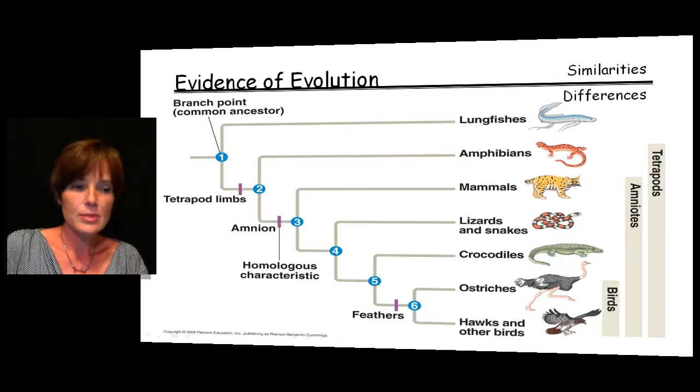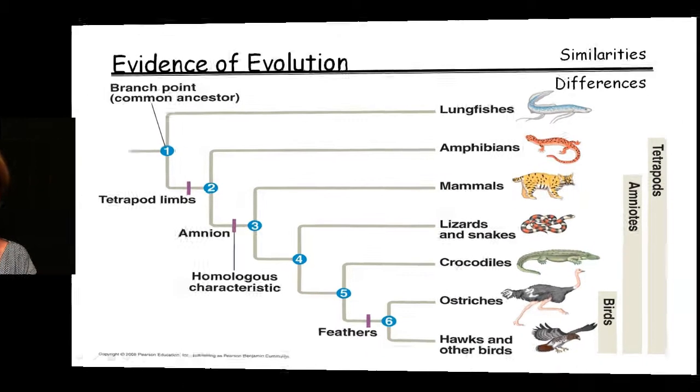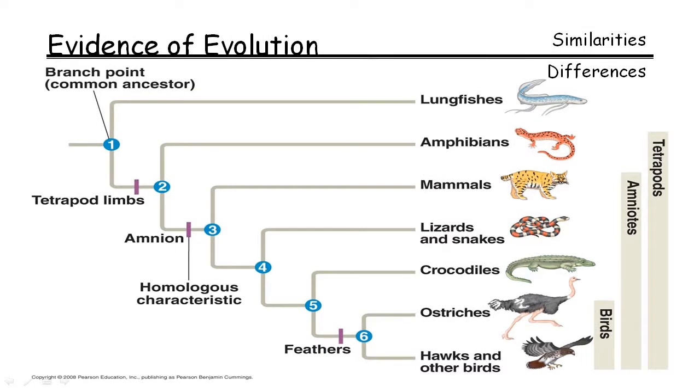If we look at this picture here, so this evolutionary tree, we can see all of the common ancestors kind of marked out for us. So the branching points in the tree. So here we have what we call tetrapods. And so that would be amphibians, mammals, lizards, snakes, birds. And these all do have a common ancestor.